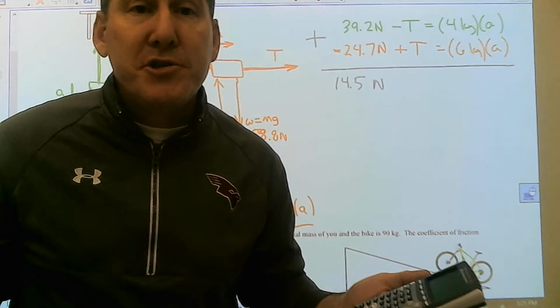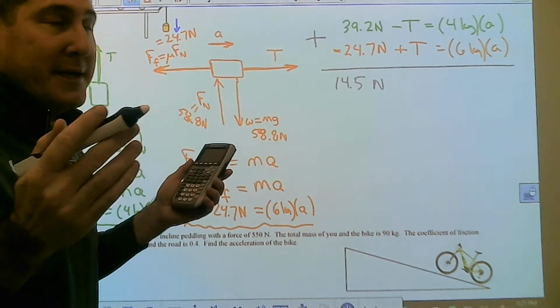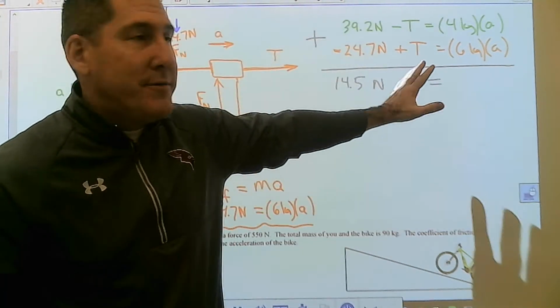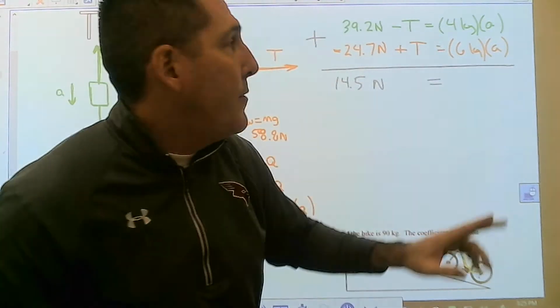My T's are going to cancel just like the Atwood machine problem we just did. Got a positive T, a negative T. Goodbye, Mr. T. Again, don't worry about 2a, a squared.